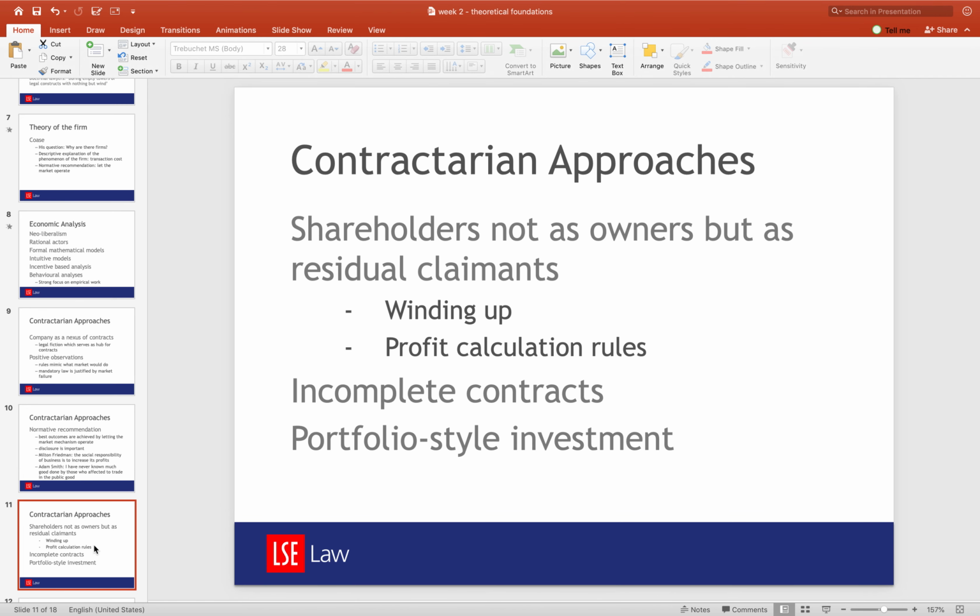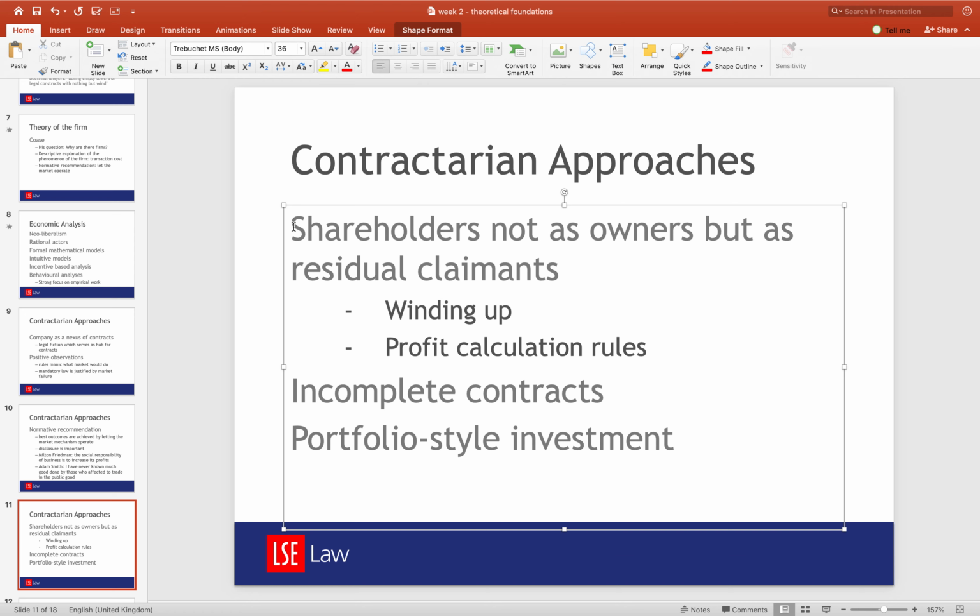So in contractarian approaches, shareholders aren't owners because from a legal sense, the companies are the owners. They are perceived as what is called residual claimants, meaning that their return is subordinated to everyone else's claim in a winding up, but also through the profit calculation rules. So shareholders get paid last because profit can only be paid once creditors have been looked after. And in a winding up, also shareholders get paid last.